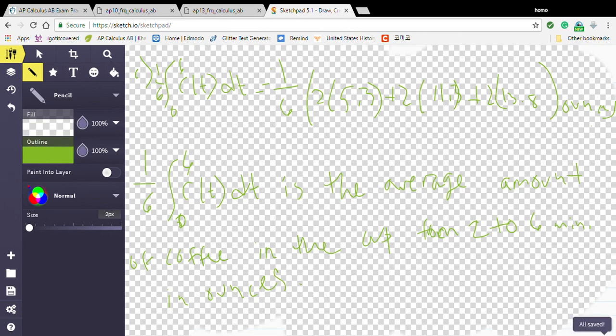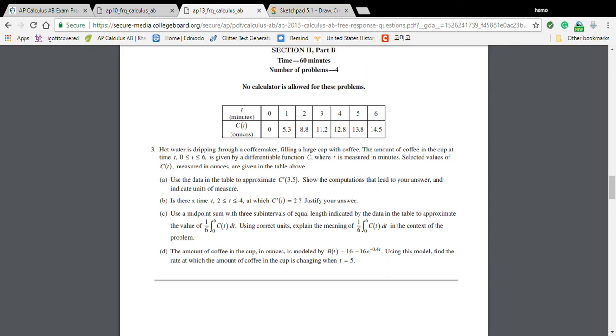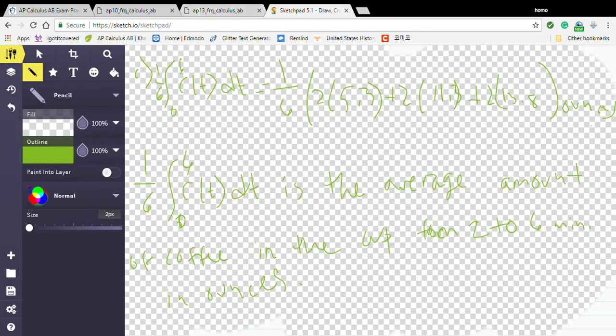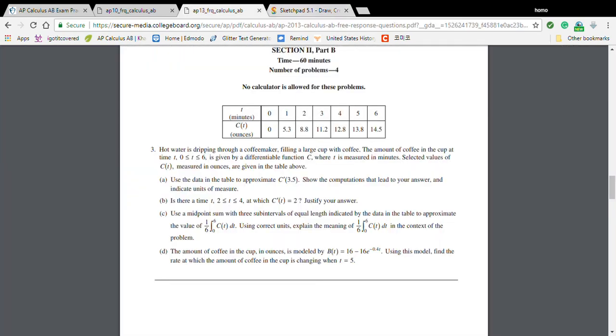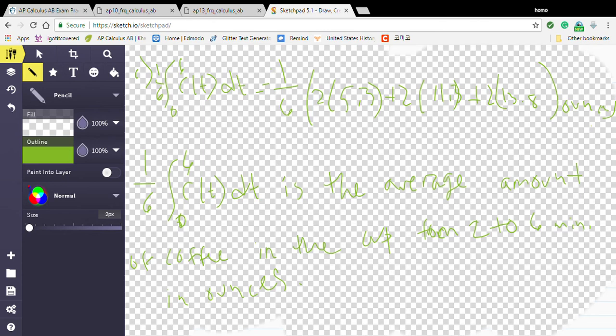So two things they're looking for: the midpoint sum, and they're also looking for you to say that this is the average amount. The reason why you are saying it's an average is because of the 1/6. We know the average value formula, 1 over b minus a. So 1/6 is 1 over 6 minus 0, which is 1/6, the average. So this is the average amount, and that's all you have to say when you explain this.